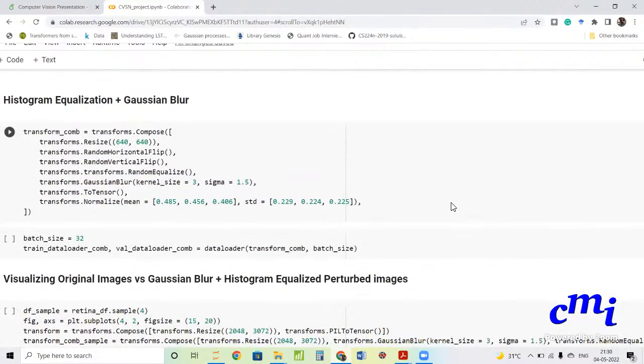And finally, we have performed histogram equalization plus Gaussian blur. Literature says that histogram equalization sharpens the image, and if after that we use Gaussian blurring, that is Gaussian smoothing, we try to smooth out the errors in that normalization. So we have used this pre-processing technique as well in our project. As you can see in the pipeline, we start with resizing, followed by random horizontal and vertical flip, then histogram equalization, then Gaussian blur. Here the Gaussian blur filter is of size 3 by 3 and sigma is 1.5.